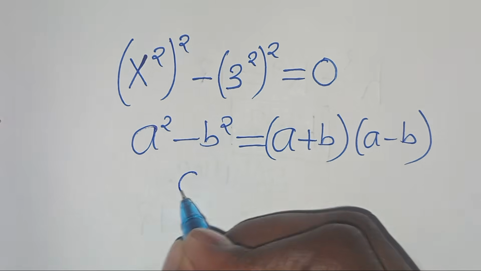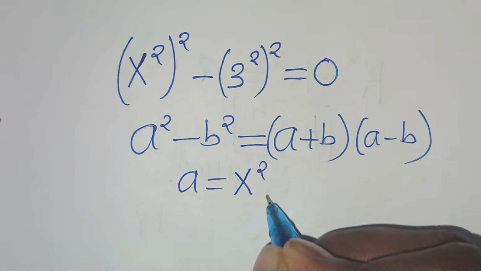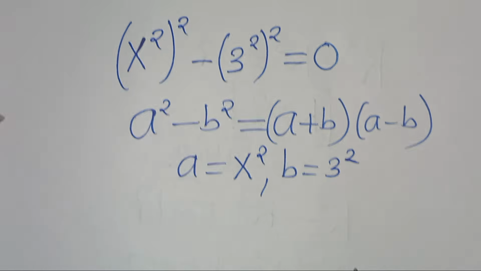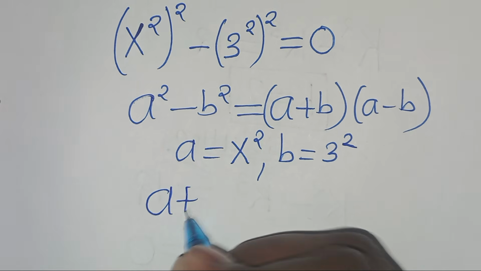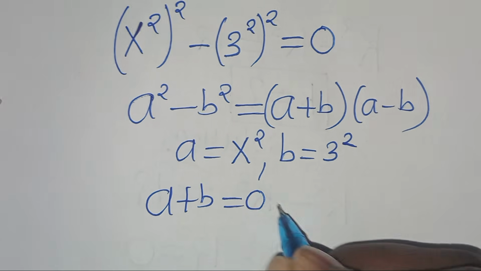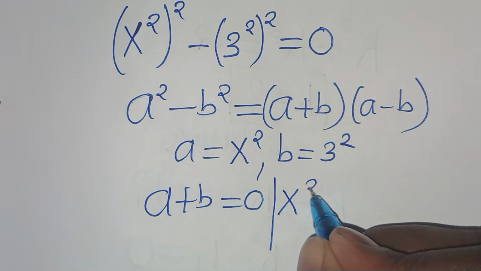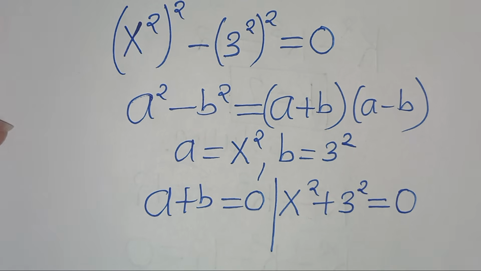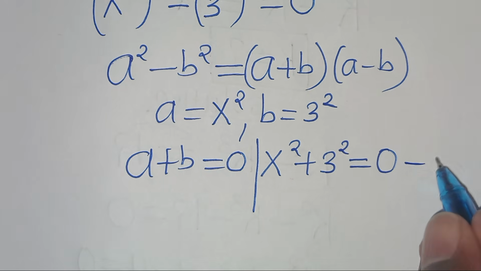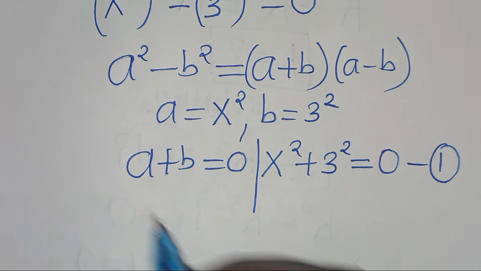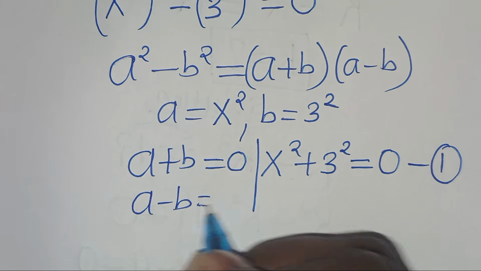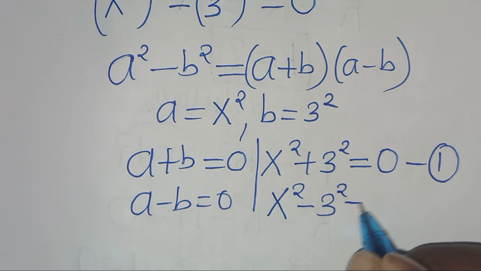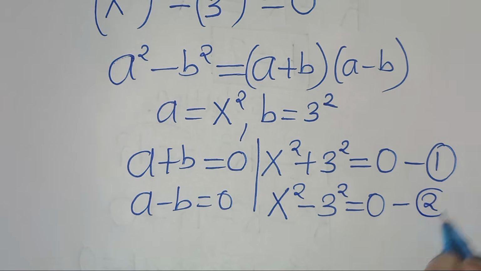So this means that a is equal to x to the power of 2 and b is equal to 3 to the power of 2. So we have that a plus b equal to 0. This is the same thing as x to the power of 2 plus 3 to the power of 2. This is equal to 0. Let's call this equation 1 or case 1. Then we have a minus b equal to 0. This is x to the power of 2 minus 3 to the power of 2. This is equal to 0. Let's call this case 2.